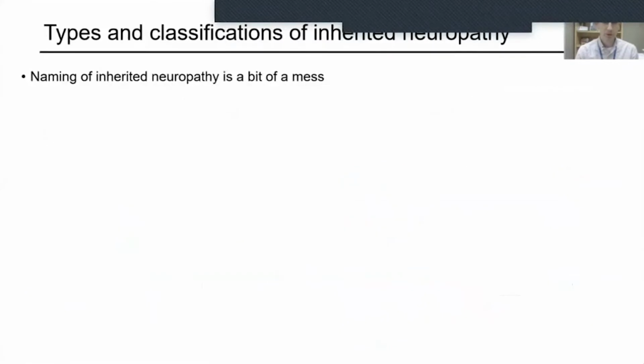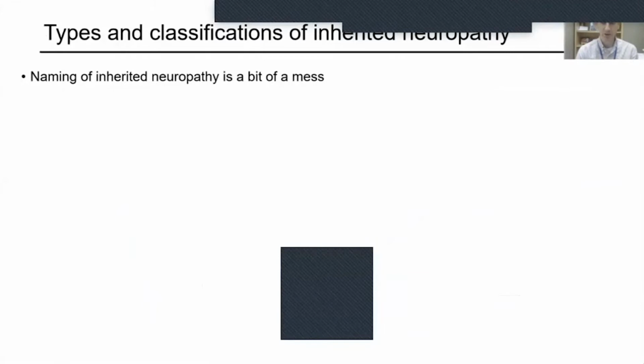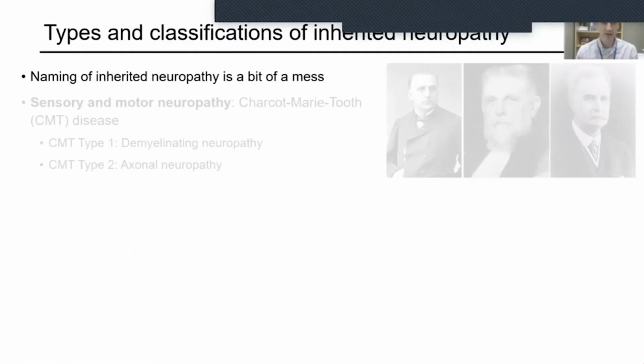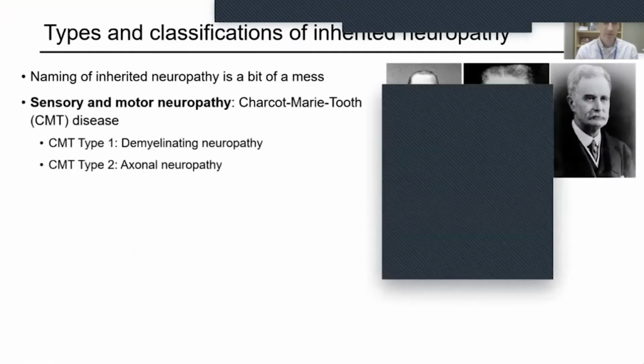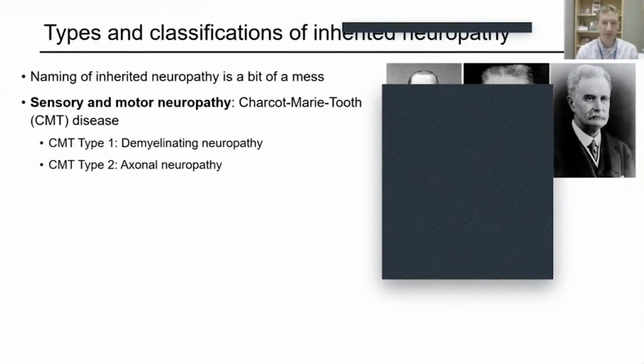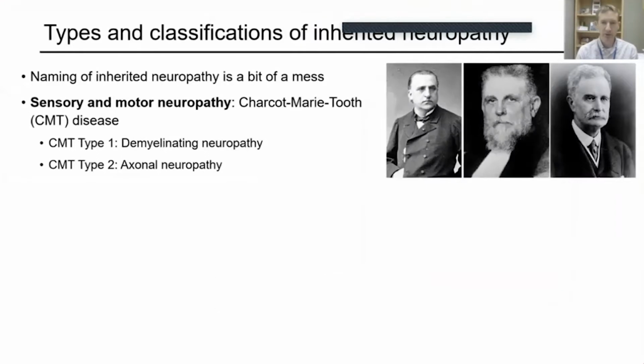So to go into a bit about types and classifications for inherited neuropathy, it should be noted that unfortunately the naming of inherited neuropathy is a bit of a mess, and this has been something that's evolving over years. And if it's confusing to patients, it's because it's sometimes quite confusing to the physicians as well. What was originally described as what we would call sensory and motor neuropathy, meaning a neuropathy that has both a sensation component and a strength and muscle component.